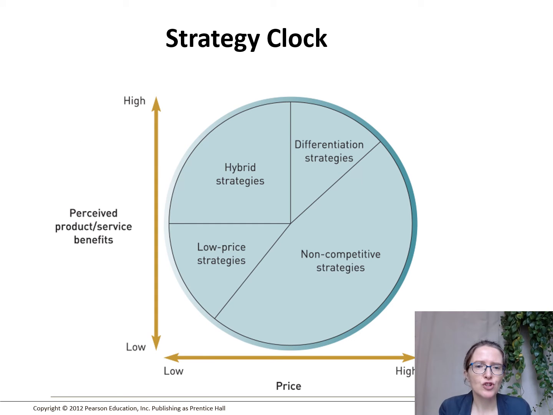And here we have something called the strategy clock. A strategy clock is based on two variables. It looks at price from low to high, and then it also looks at the perceived product or service benefits, which also goes from low to high. And then we can see within that there are four key strategy areas. There are what we call differentiation strategies, hybrid strategies, low price strategies, and the bulk of the clock is taken up with non-competitive strategies. So we'll go through what these mean in more detail now.